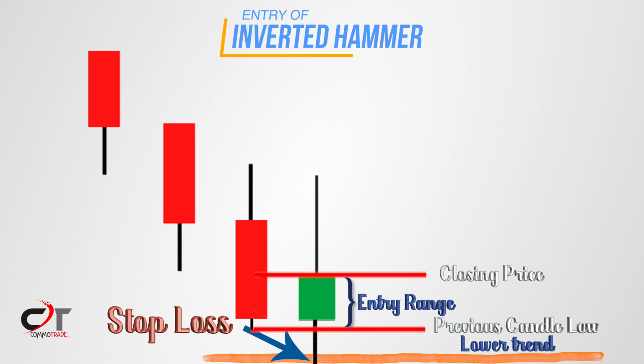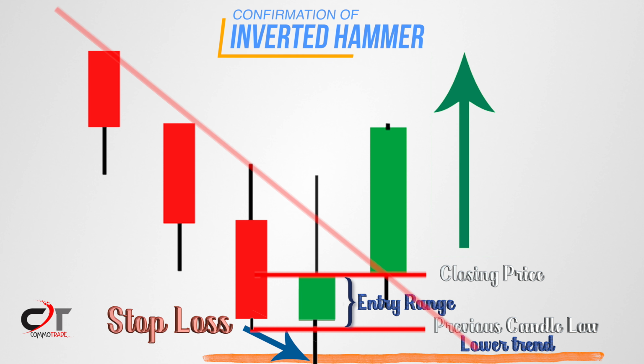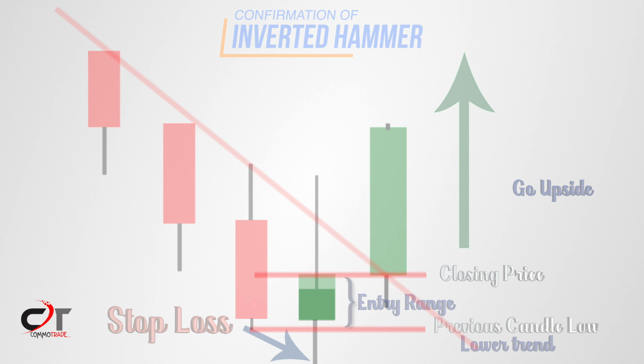The inverted hammer signals a possible strong price reversal to the upside in the market. The inverted hammer candle pattern confirmation occurs for the target price, and it shows a potential bullish reversal pattern in the market. Market price will go upside.